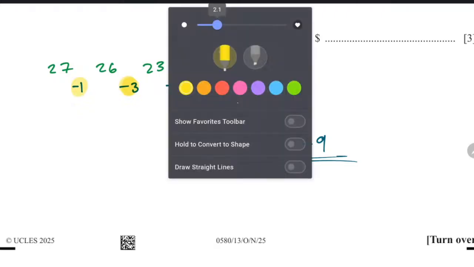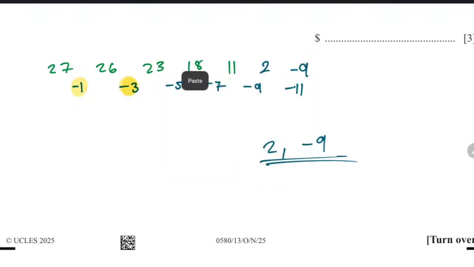Okay, how to get the next two terms? We just say always this minus this, you get negative 1. This minus this, you get negative 3. This minus this, you get negative 5. You can see it's increasing in the negative. This minus this, you get negative 7. 2 minus 11, you get negative 9. This minus this, you get negative 11. So that's how you got it.